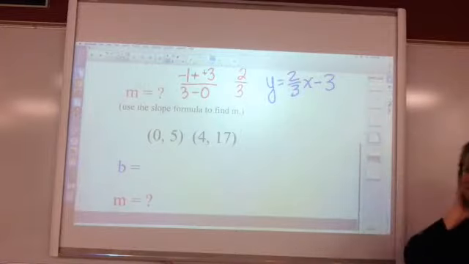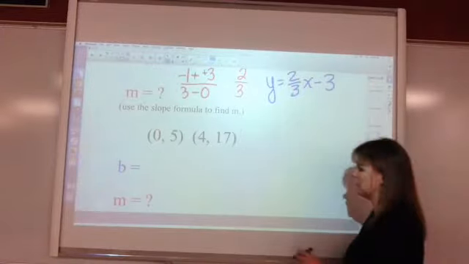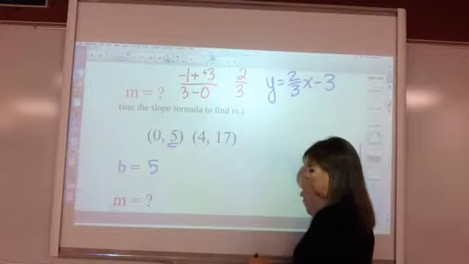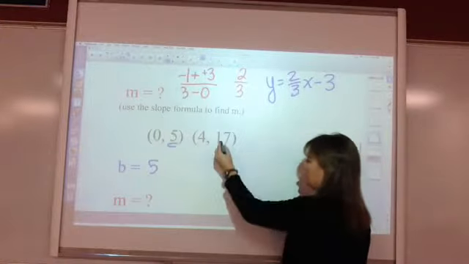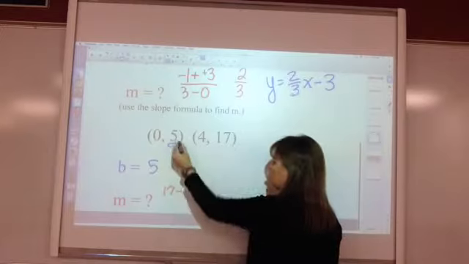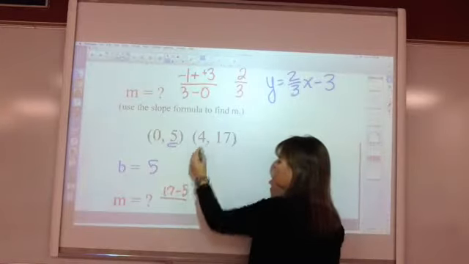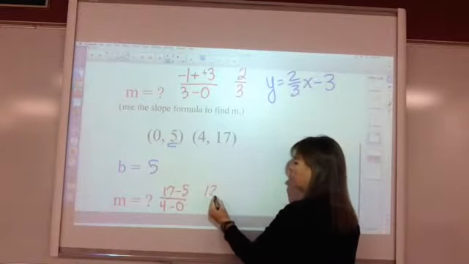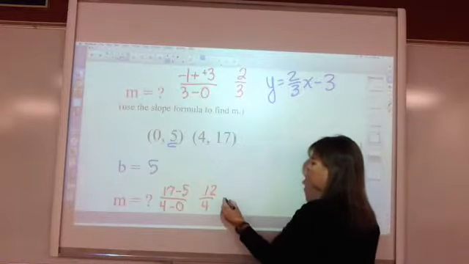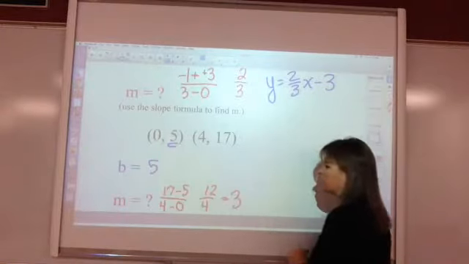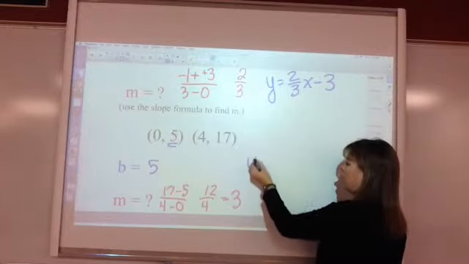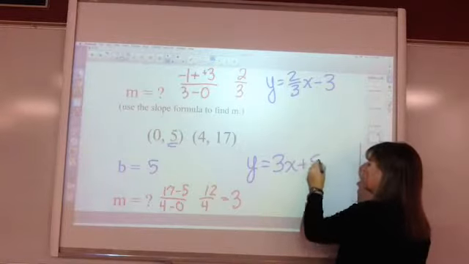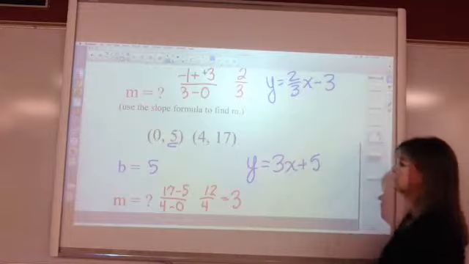Here's another one. Pause it, write it down, 0, 5, and 4, 17. We know our base right away is the one with the 0 in front of it, so our base is 5. Our slope, we're going to take y2, 17, minus y1, 5, over x2, 4, minus 0. 17 minus 5 is 12. 4 minus 0 is 4. And if we reduce this, we get 3 for our slope. Which means our final answer is y equals 3x plus 5. Y equals mx plus b.